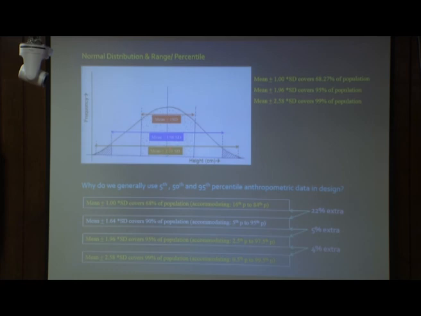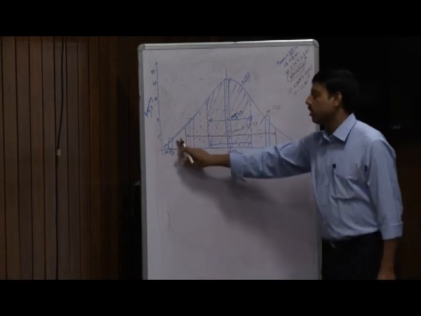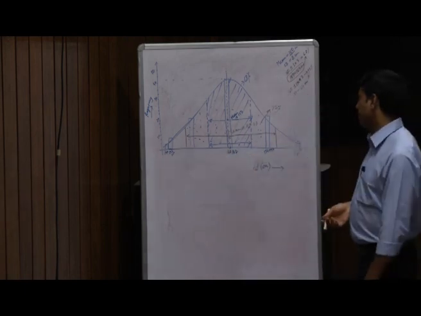Similarly, from the mean value, if we go 1.64 SD in the positive direction or negative direction, it is actually covering 90% of the population. We are accommodating the 5th percentile to the 95th percentile. So we can say this is covering 95%, meaning the remaining portion on this side is 2.5%, and this side is also 2.5%.